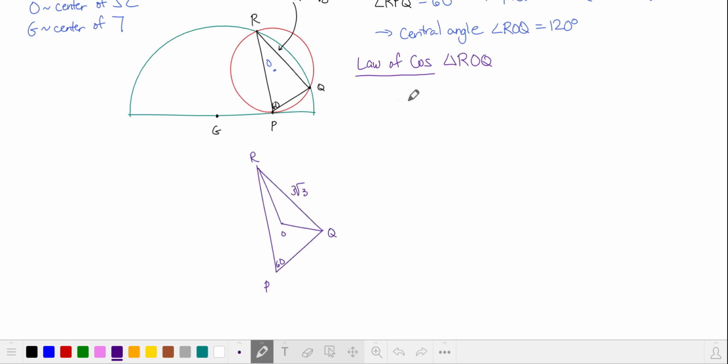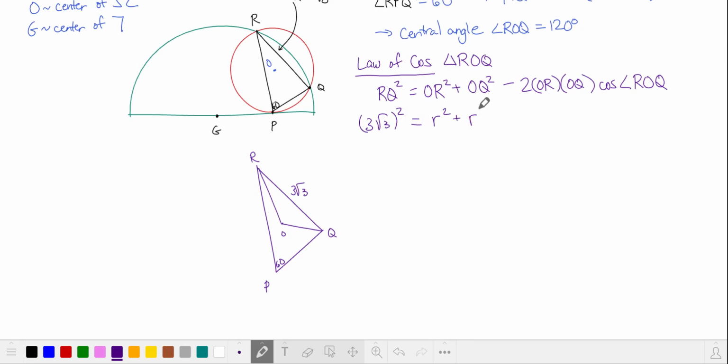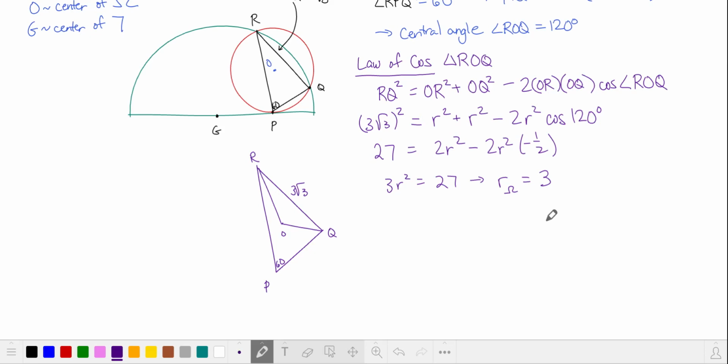And when we apply the law of cosines to triangle ROQ, we have that RQ squared is equal to OR squared plus OQ squared minus 2 times OR times OQ times the cosine of the angle between these two sides. Substituting, OR and OQ are both the radius of the circle, and angle ROQ is 120 degrees. Let's simplify and solve for R. And we get that the radius of circle omega is equal to 3.